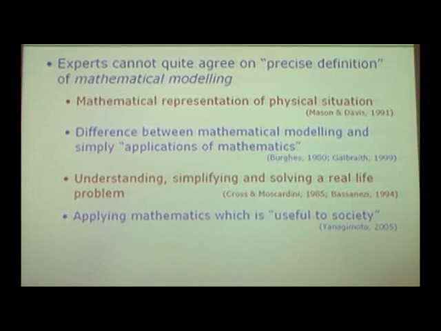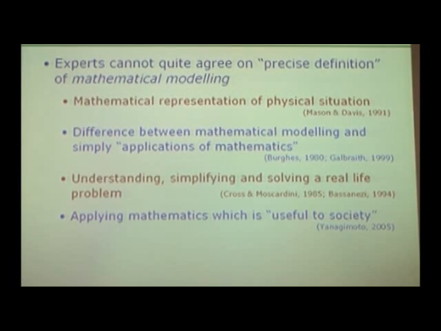So as we can see, people do have disagreement on how mathematical modeling ought to be defined, but I'm not sure if that's really important. Yanagimoto feels that mathematical modeling has got to do with applying mathematics which is useful to society. See, the word is useful to society. So if you do something in mathematics which is not useful to society, then it is not mathematical modeling. Okay?